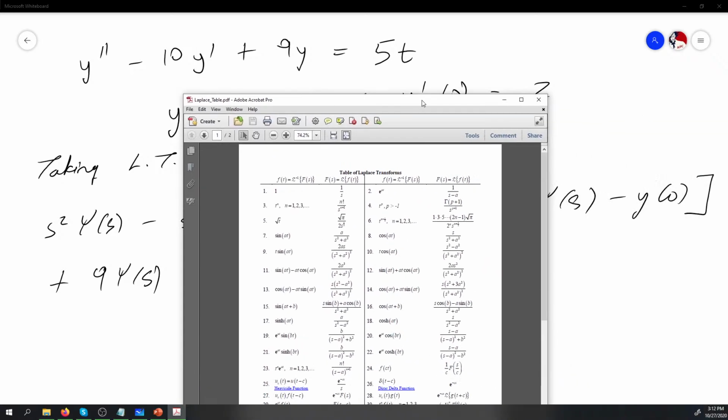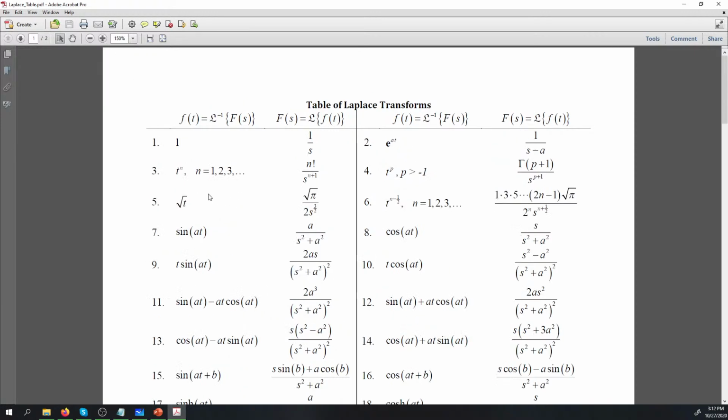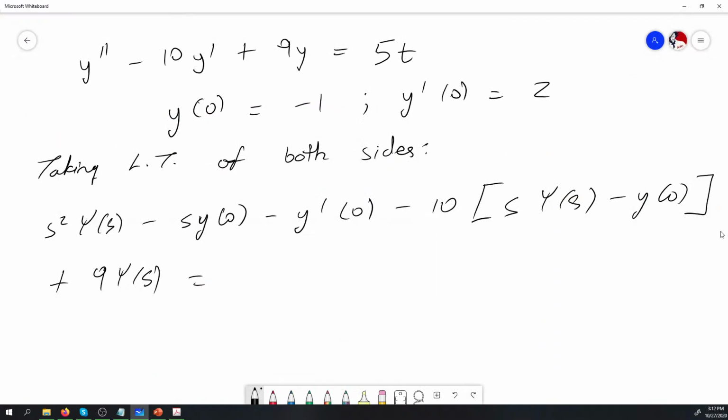So we're going to go to our Laplace transform table here, and we basically see that for anything that's t to the n, it's going to be n factorial divided by s to the power n plus 1. As such, because this is t to the power 1, factorial 1 is going to be 1, but this is going to be s to the power 1 plus 1, so that's going to be s squared, and the 5 is basically a constant. So that means 5t will translate to 5 divided by s squared.